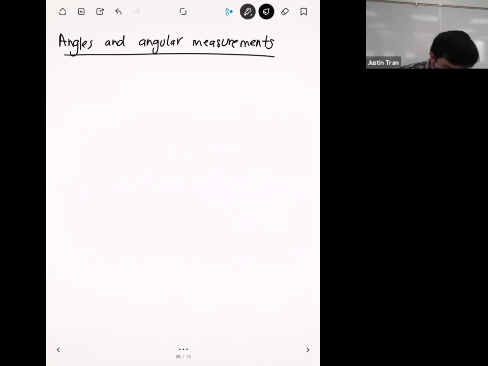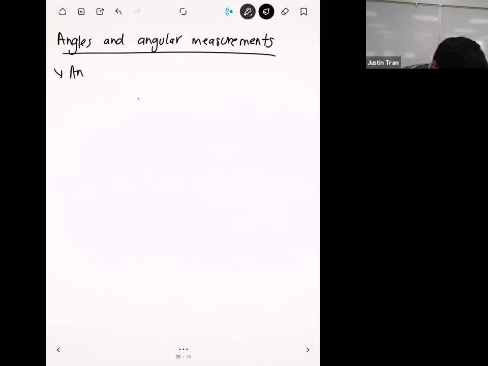Okay. And so let's define angle. I feel like angles is something that we use in math forever, but I don't know if an exact definition of it is given. But the way I define angle is that it's a quantity that roughly describes the orientation of one segment to another.